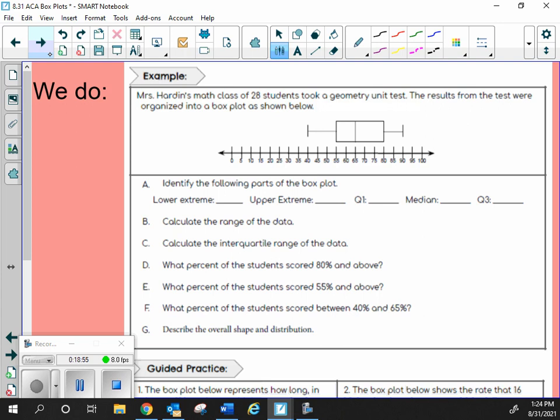All right, so Mrs. Harden's math class of 28 students took a geometry unit test, and the results from the test were organized into the box plot shown below. So they've made the box plot. We have to just read it. Let's review. What does this first line mean? That is my minimum value. So if you want to label it, go ahead. On the opposite side, this is my maximum value. I have my box. That line in the middle of the box is the median.